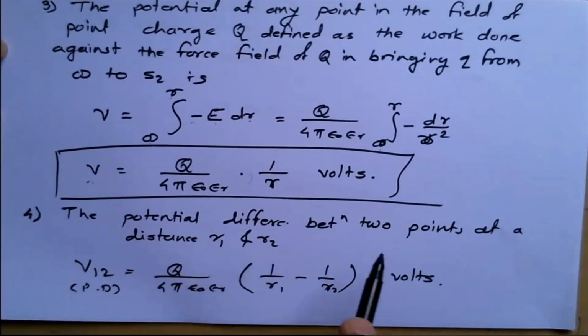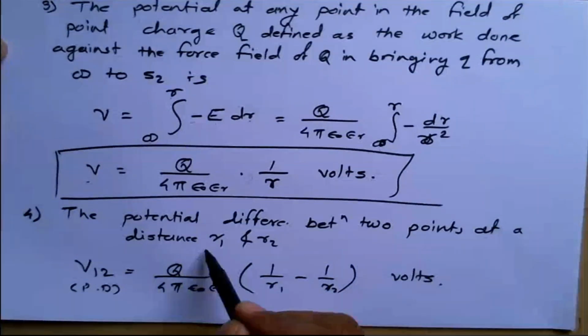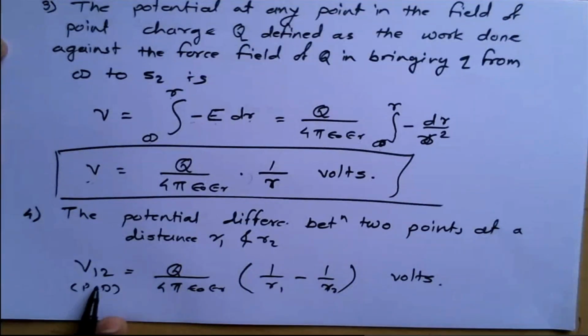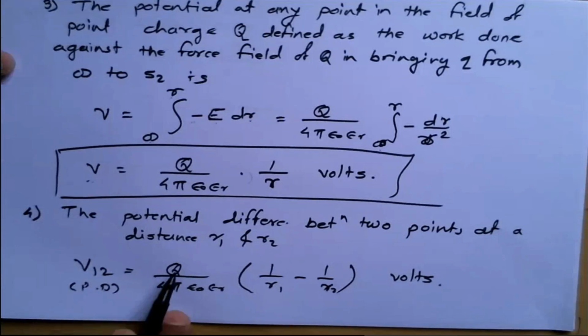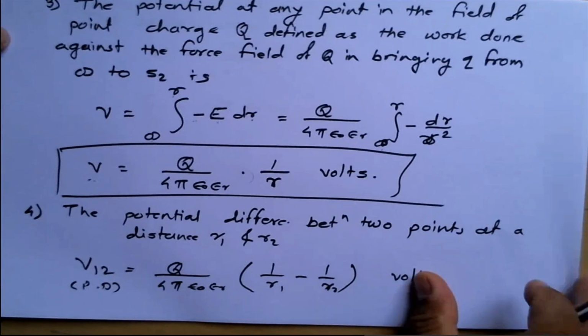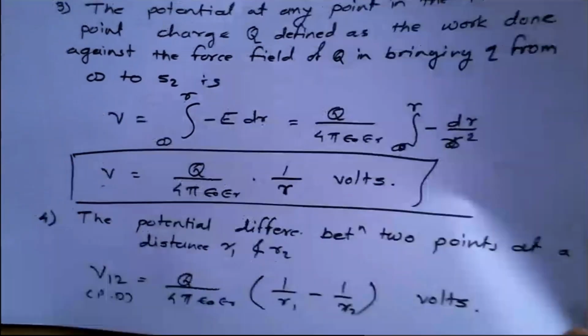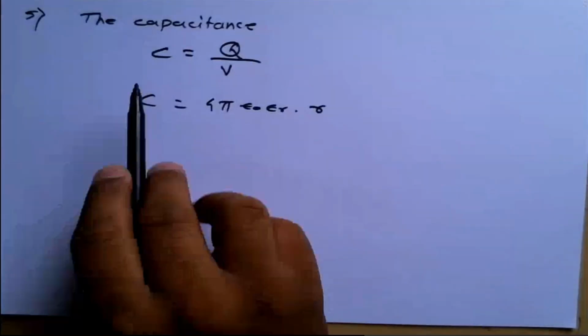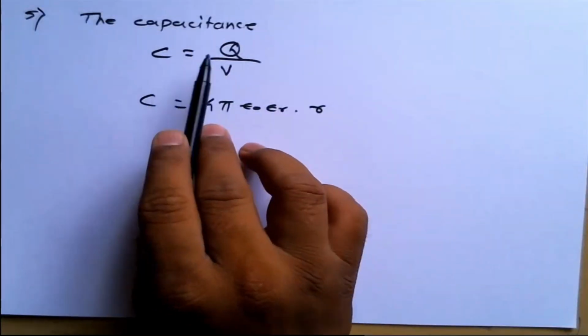The potential difference between 2 points at distances r1 and r2, phi12, is given by Q upon 4 pi epsilon 0 epsilon r into 1 upon r1 minus 1 upon r2. So these are the properties of the field of point charge. And the last one was C is equal to Q upon V.